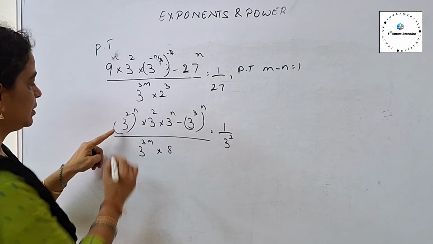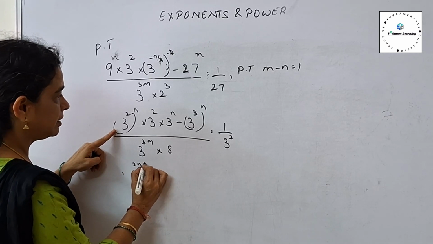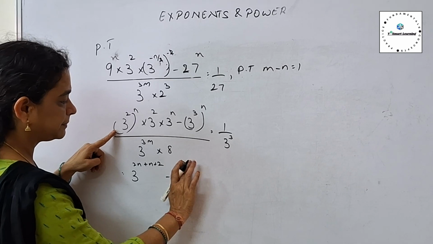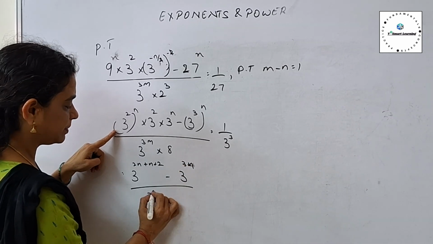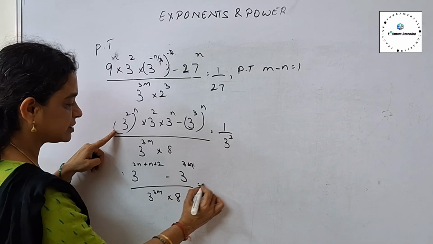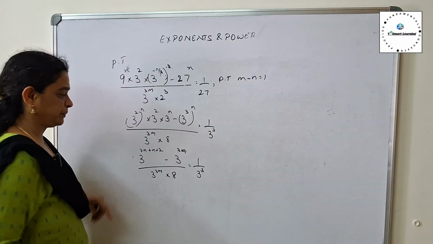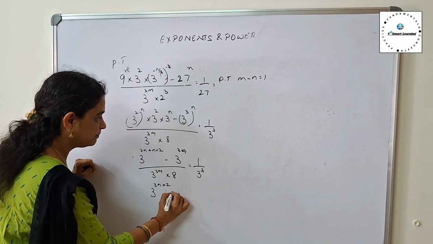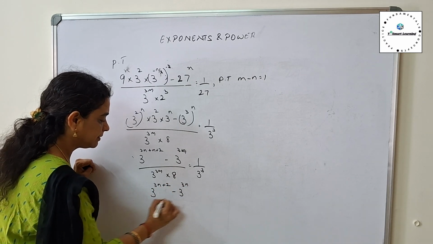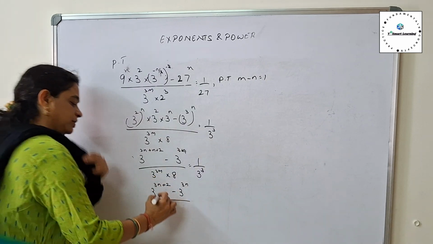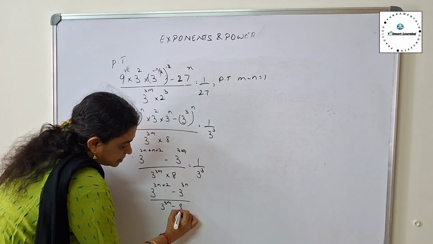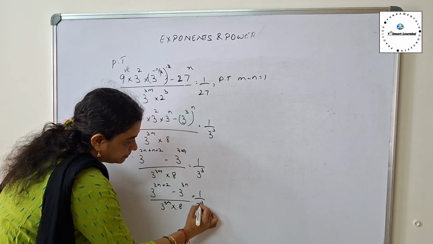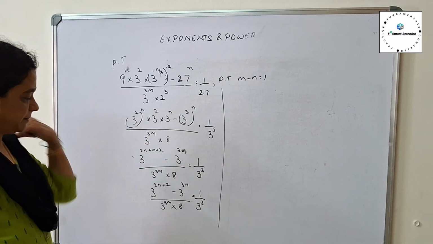1 by 3 cube. So this is 3^(2n+2) minus 3^(3n) by 3^(3m) into 3^3 is equal to 1 by 3 cube. Now this is 3^(2n+2) minus 3^(3n) by 3^(3m+3) is equal to 1 by 3 cube. Okay, I'm carrying this over everywhere.